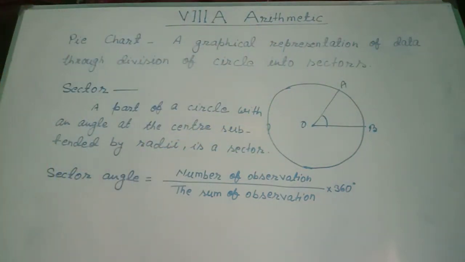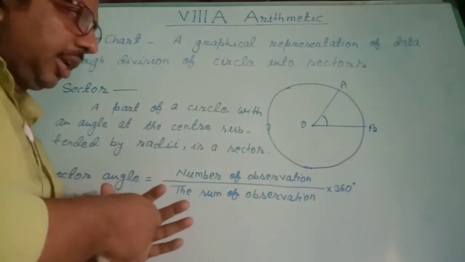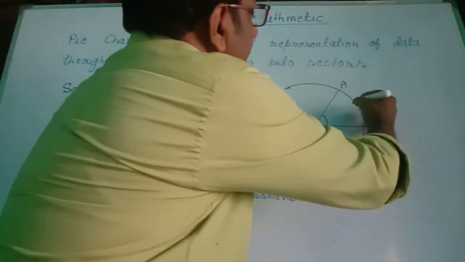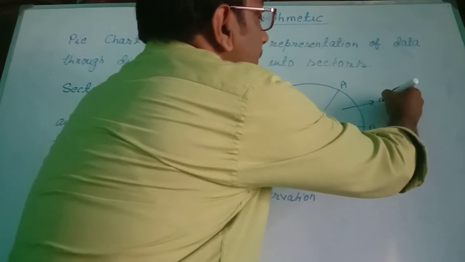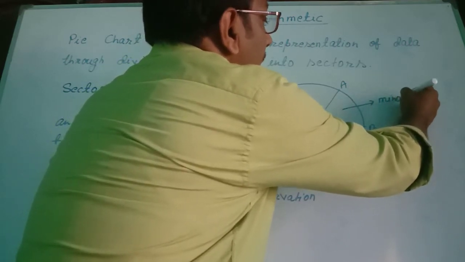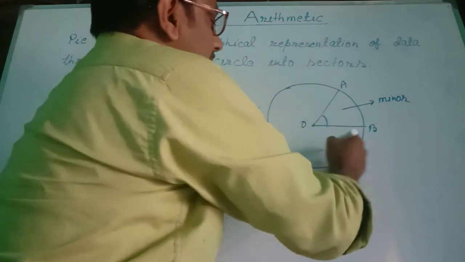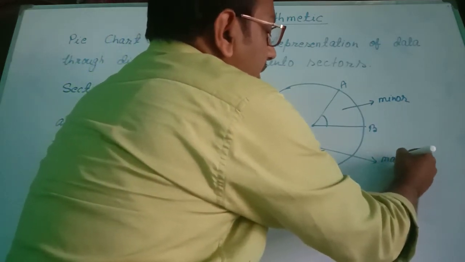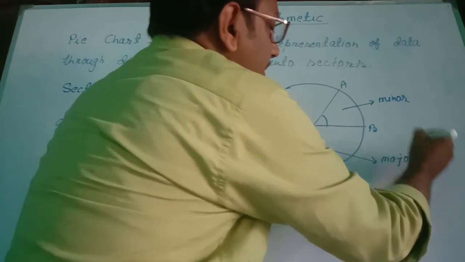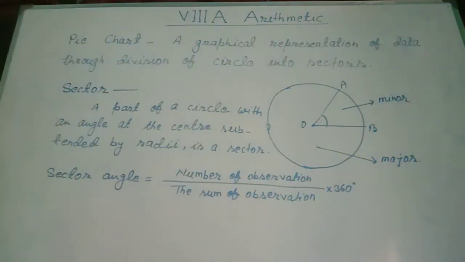At the same point, I want to say there are two types of sectors. The smaller part of the circle is called the minor sector, and the larger part is called the major sector. So there are two types of sectors, minor sector and major sector.